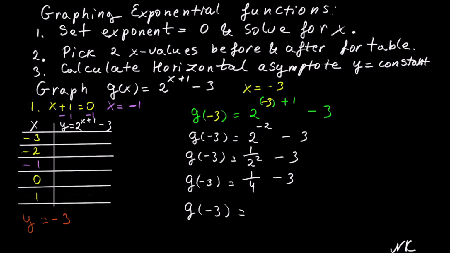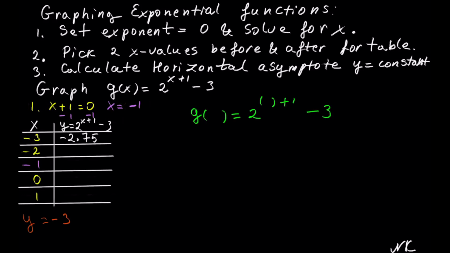We have more negatives, so the difference is negative. 3 minus 1/4 will give us 2 3/4. Since graphing a decimal is easier, we can rewrite this as -2.75. So when x is -3, y is -2.75.